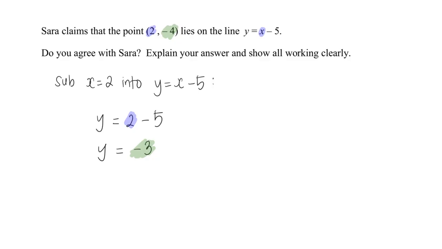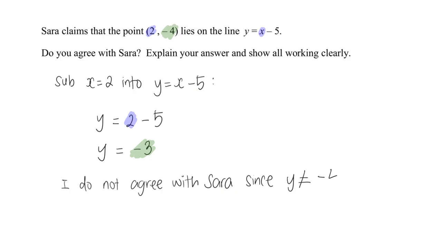And therefore, I do not agree, since y does not equal -4. The point (2, -4) does not lie on y equals x minus 5.